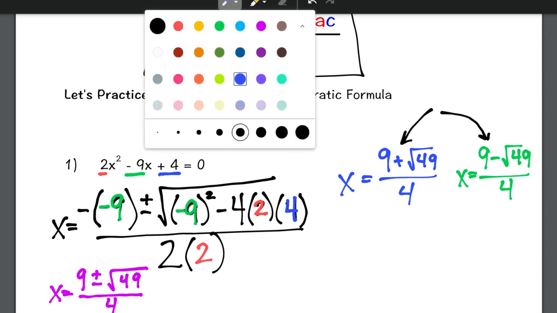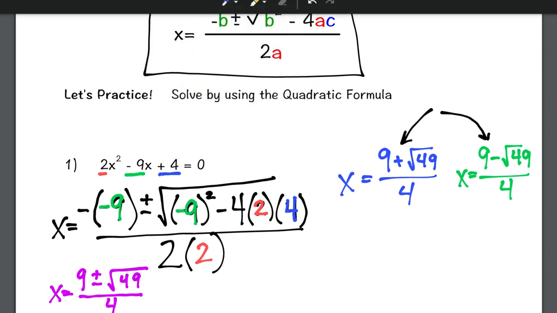So now let's just do the math. We've got 9 plus square root of 49. Hopefully we understand what the square root of 49 is. If we don't, you can always, again, put it into Desmos. So the square root of 49 is 7 over 4. So 9 plus 7 is 16. So I get x is equal to 16 over 4. And last but not least, simplifying that, x is equal to 4. So one of my solutions is x equals 4.